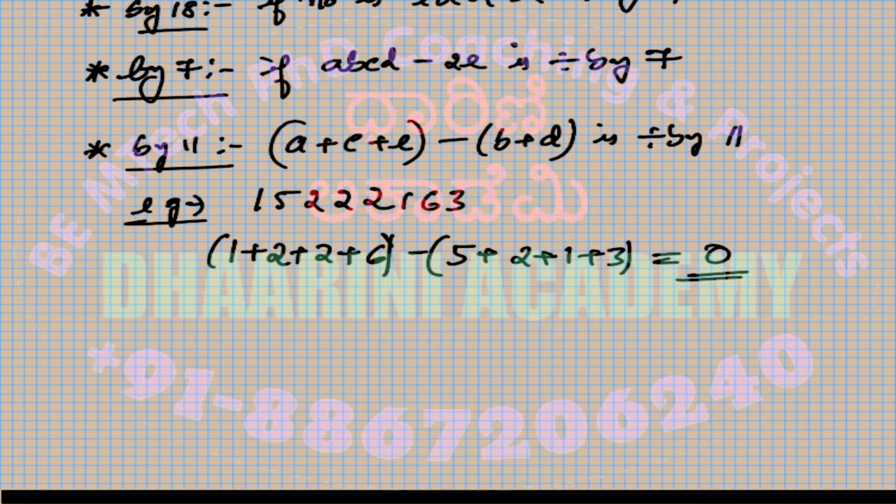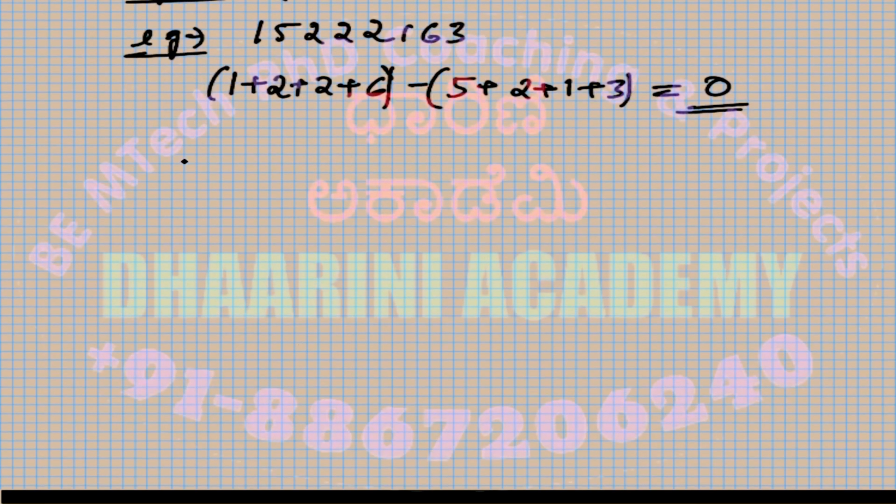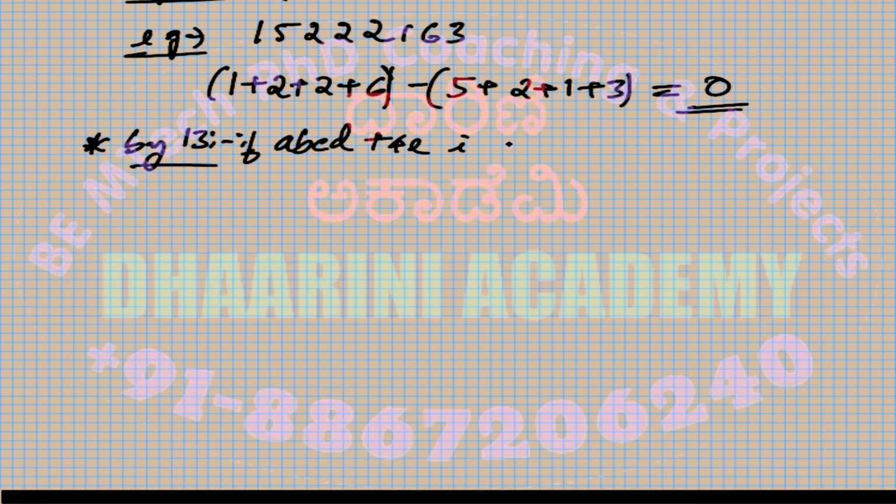Okay. The last one we want to check is whether a number is divisible by 13. So that is possible if ABCD plus 4 times E, right? That is divisible by 13. If that is the case, then your answer is yes.